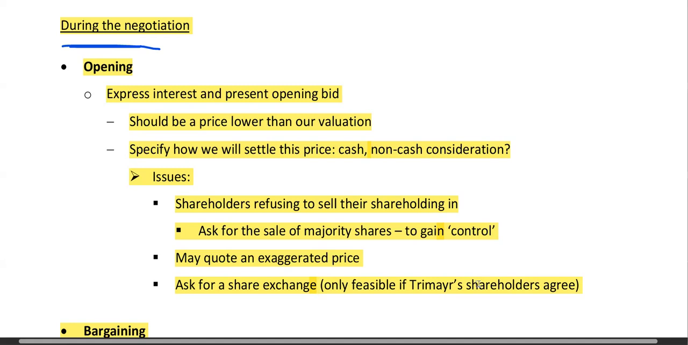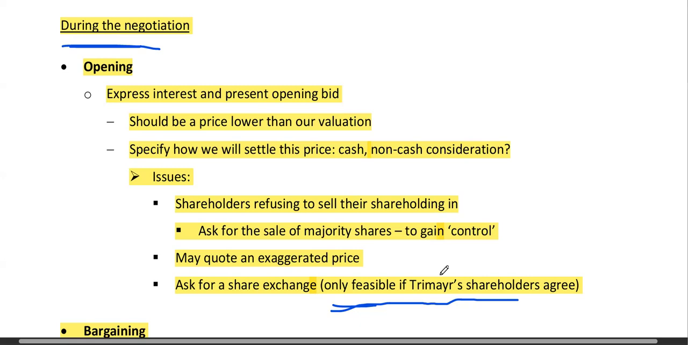And we have to be careful, because existing shareholders may not agree to a new shareholder coming in, as it will dilute the existing shareholding of the company. And we have to be particularly careful, because Trimayr is a listed company and you don't want to go against the wishes of the shareholders. So another issue that we could face is that the founders of G&G insist on a share for share exchange, and that would not be feasible unless our shareholders agree. So we may have to buy some more time to proceed further.